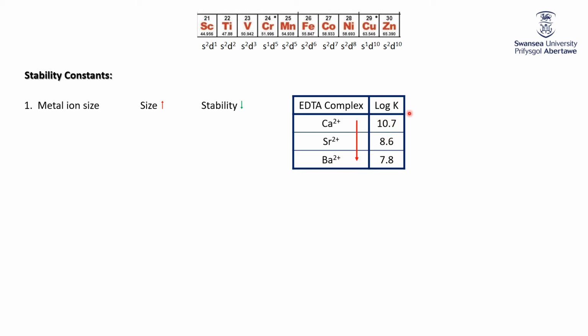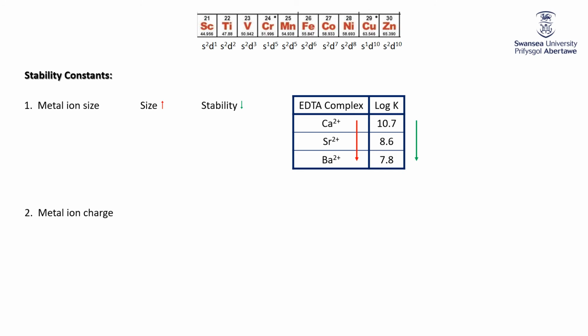Now notice I'm using log of K here, sometimes used just to make big numbers seem more sensible, but we can see that as we go from calcium to strontium to barium, the log of K goes down, which means the K goes down. In other words, the stability is going down. So all other things being equal, and most of the time you can't say all other things being equal, but all other things being equal, as a metal ion gets bigger, its complexes become less stable.